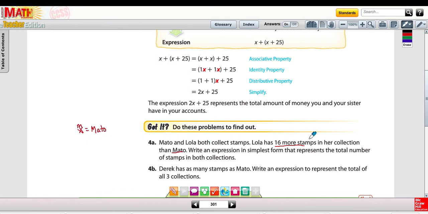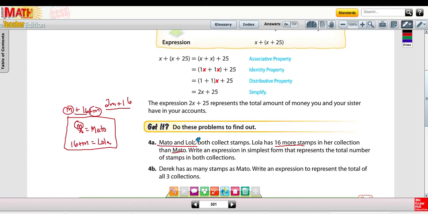And then it says Mato and Lola collect stamps. Lola has 16 more than Mato. So 16 more than m would be 16 plus m. And who is 16 plus m? Well, that is Lola. Okay? Together, they have m for Mato plus Lola, 16 plus m, and we can simplify that by combining like terms. m plus m is 2m, and then that plus 16 just gets tagged on. Okay, so the final expression simplified would be 2m plus 16 for the total stamps that they both have.